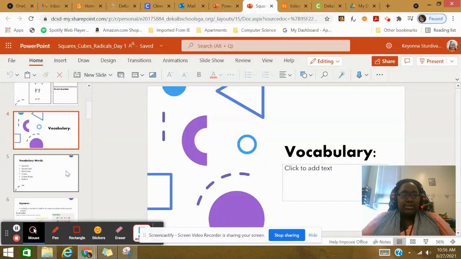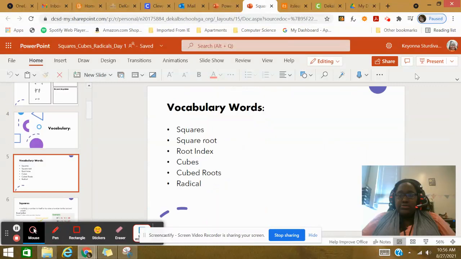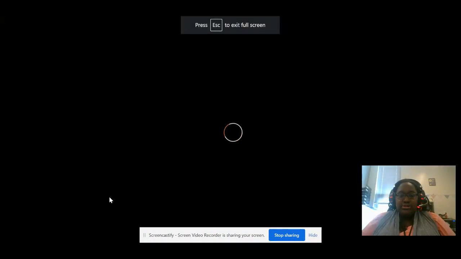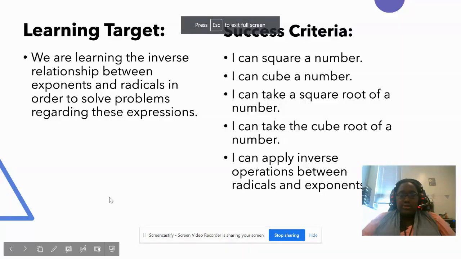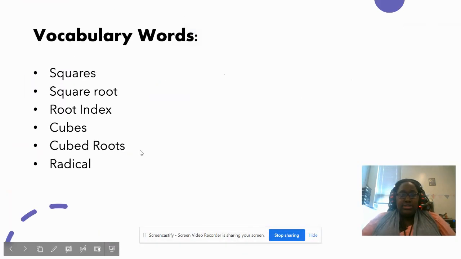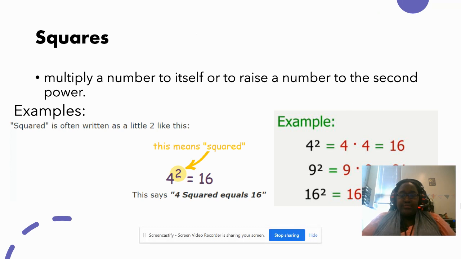Here's our vocabulary. Let me go ahead and try to blow this up. Hold on one second. So here's a list of words that we are using today. We have squares, square roots, root index, cubes, cube root, and radical. You don't have to copy these down because the next slide is actually the definitions. So make sure that you copy down the definitions in your notes.